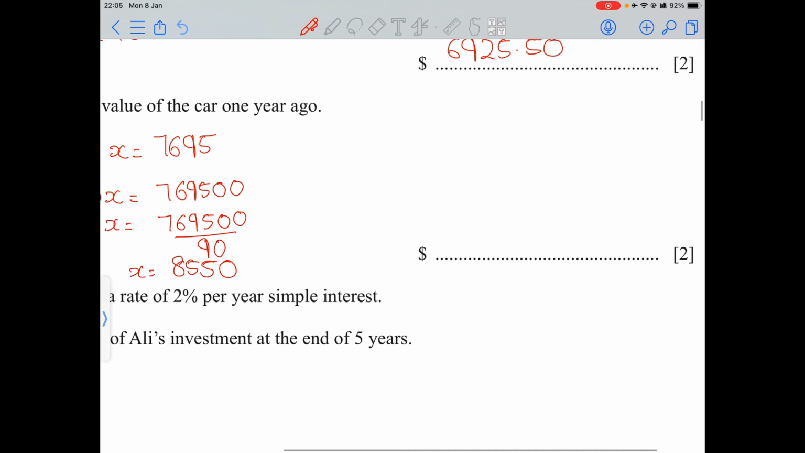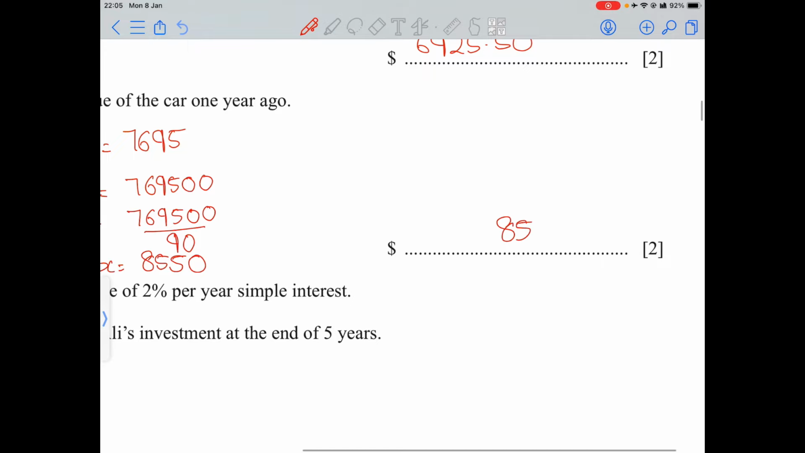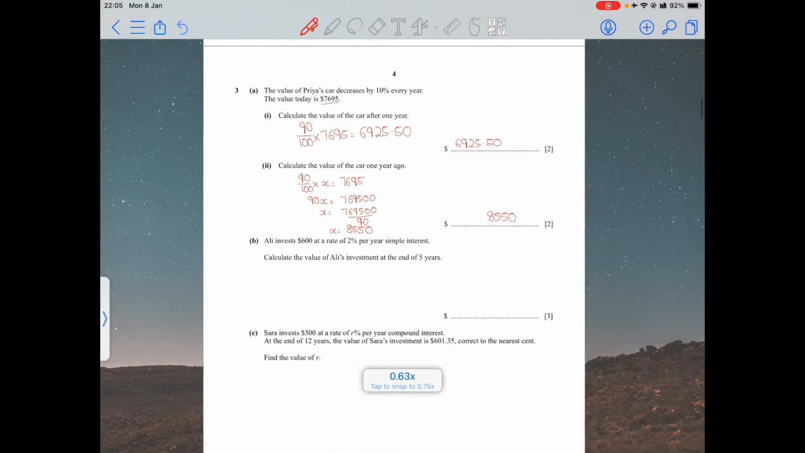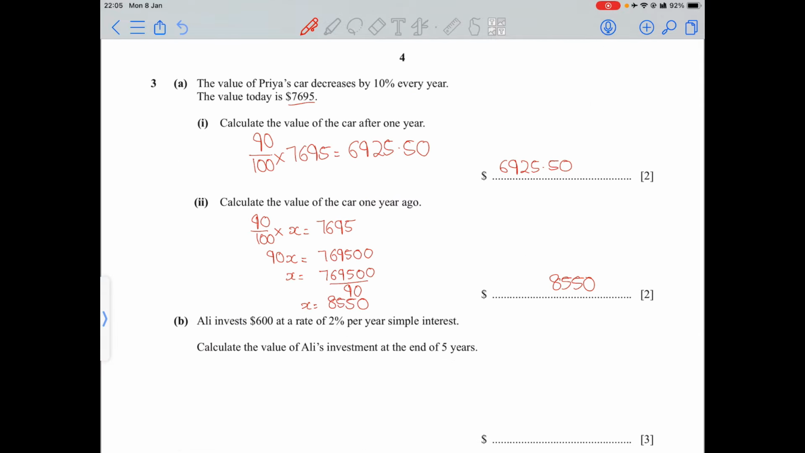You can check your answer. First of all, it's a simple sanity check because the value should be higher, and second, you can again calculate 90% of 8550, which should give you 7695.